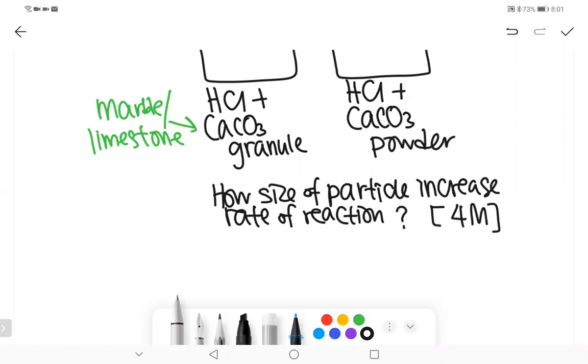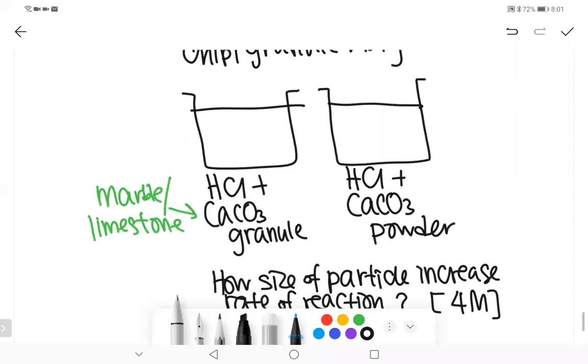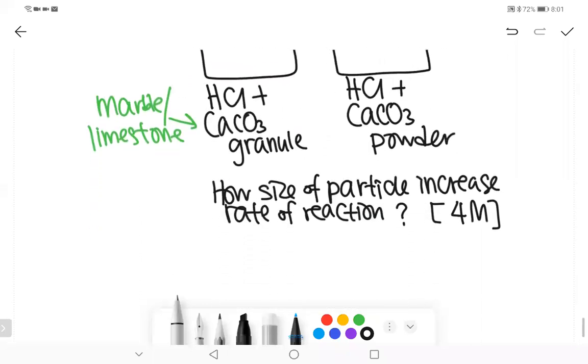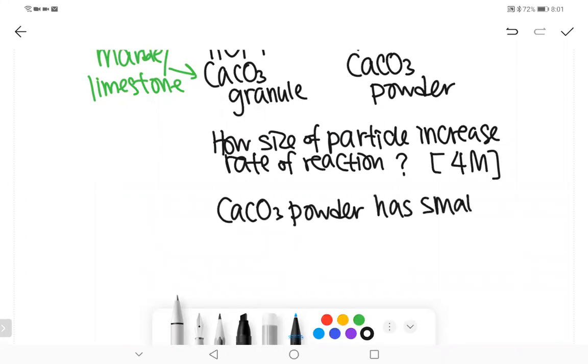So how are we going to tackle the question? First of all, you must mention who has a smaller size. So for the first mark, you can write: calcium carbonate powder has a smaller size of particles. They have a smaller size. Powder is smaller than granule.